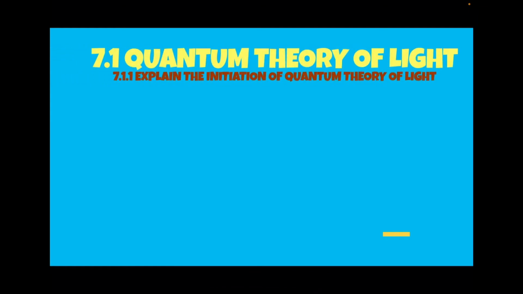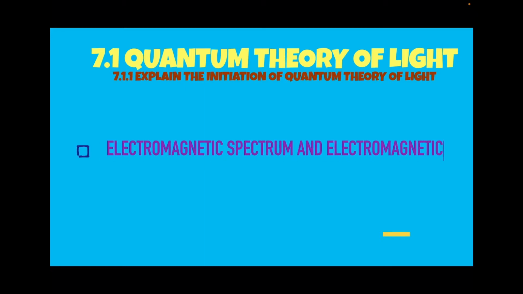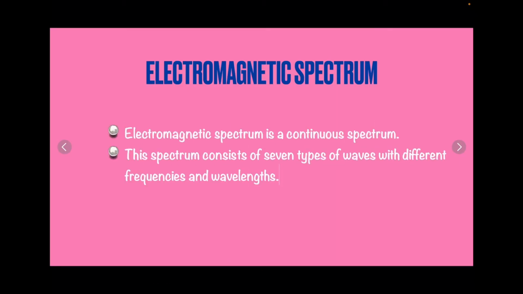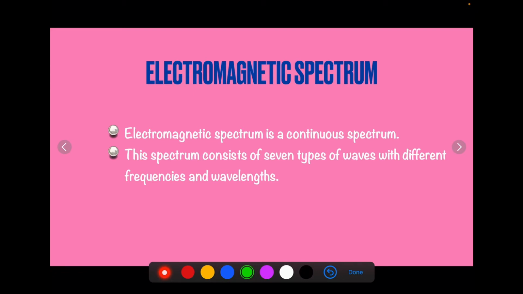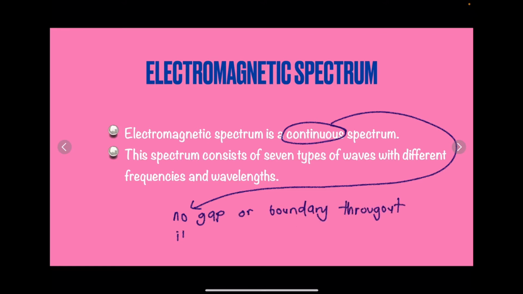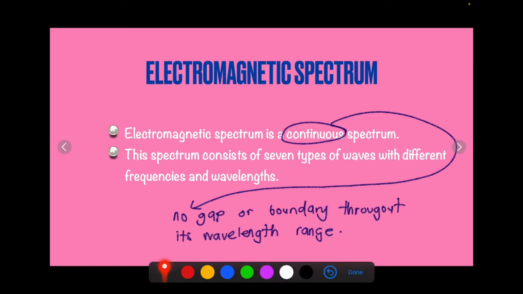To explain the initiation of quantum theory of light, we first need to understand the electromagnetic spectrum, electromagnetic radiation, and also the black body. So what is the electromagnetic spectrum? The electromagnetic spectrum is a continuous spectrum which consists of 7 types of waves with different frequencies and wavelengths. Continuous means there is no gap or boundary throughout its wavelength range.